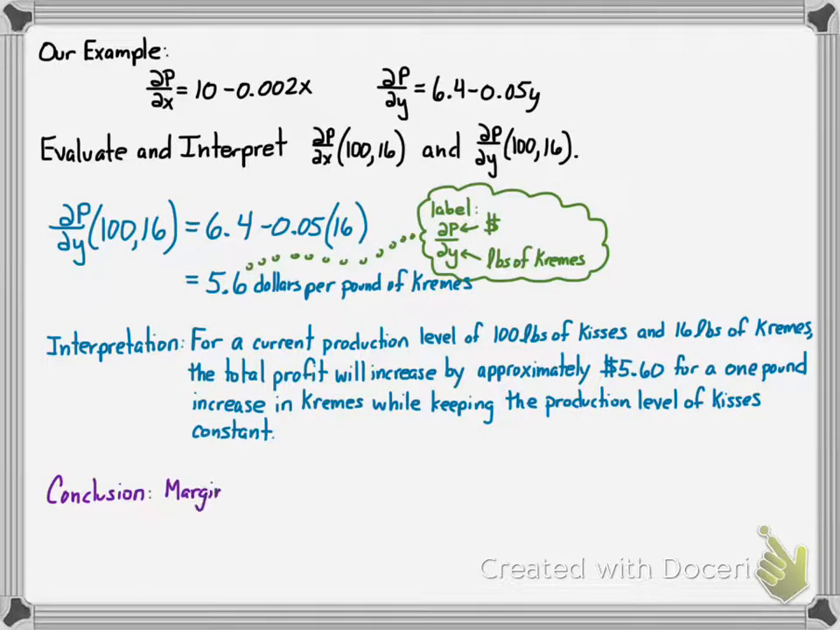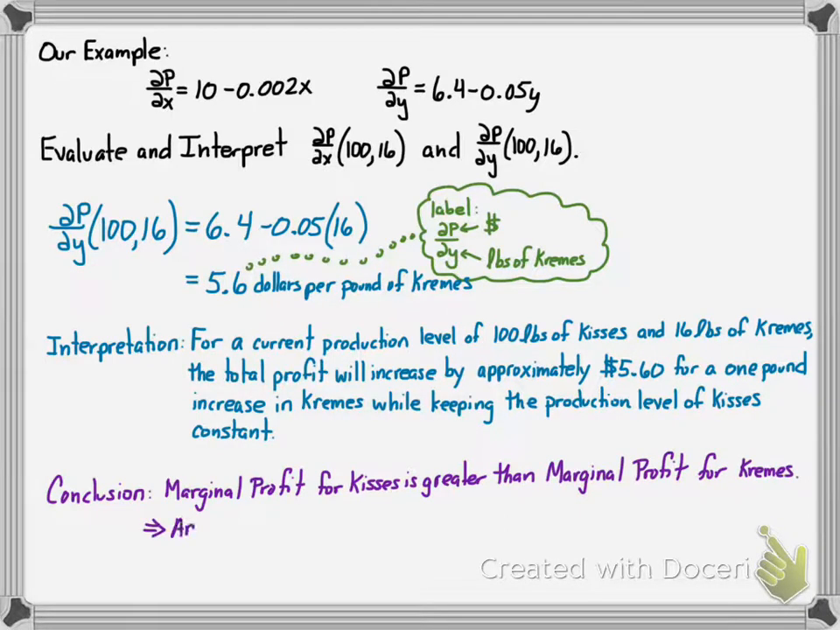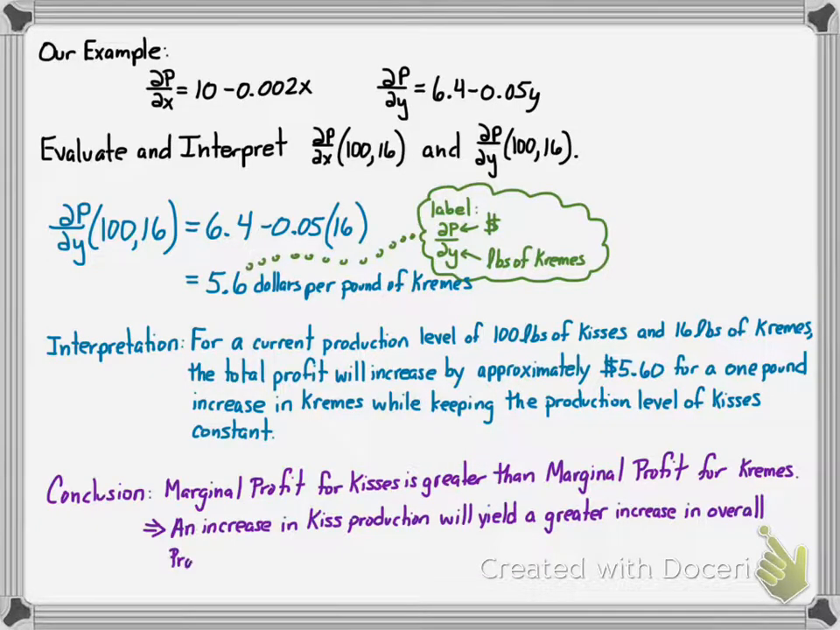So our conclusion is that the marginal profit for kisses is greater than the marginal profit for creams. And that tells us that an increase in kiss production will yield a greater increase in overall profit than an increase in the cream production.